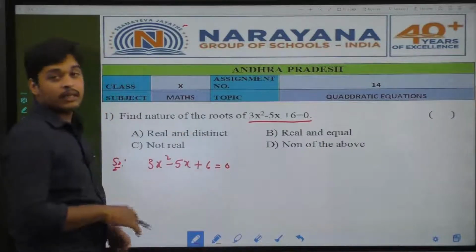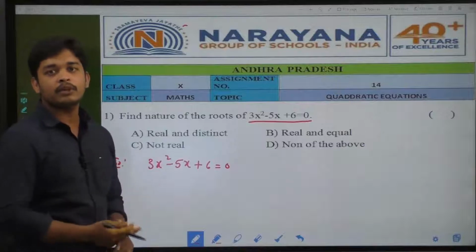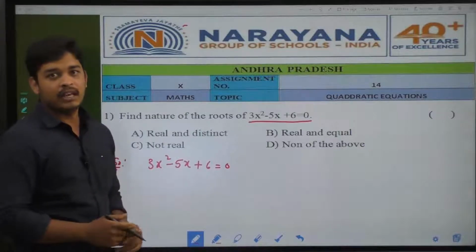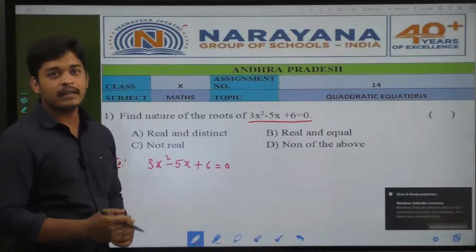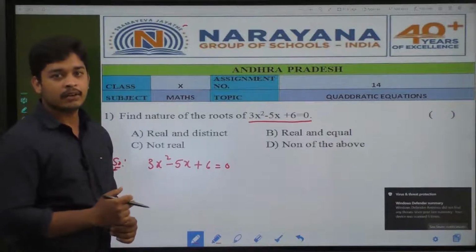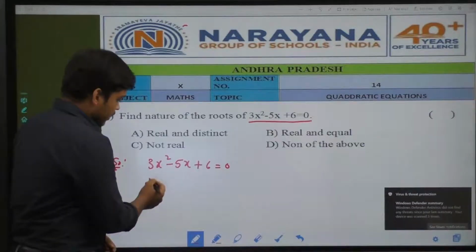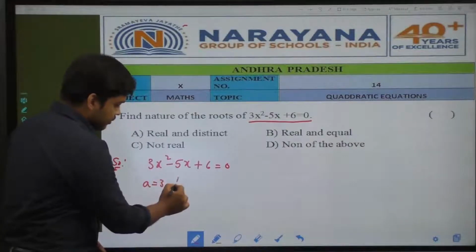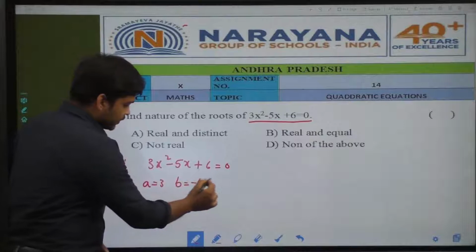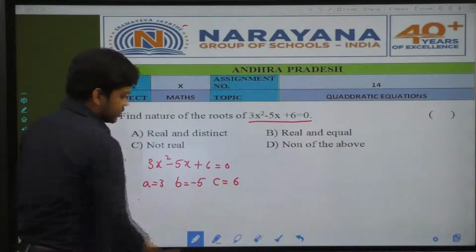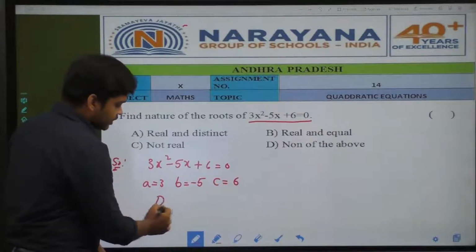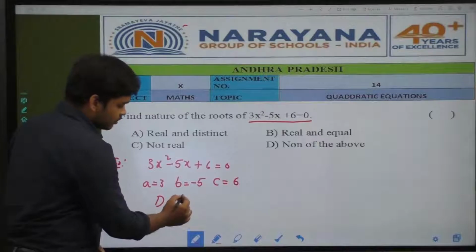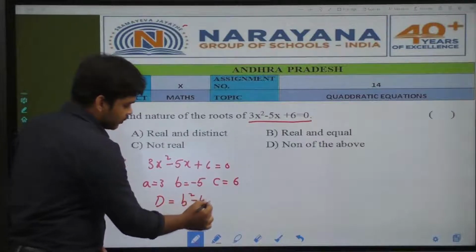In a quadratic equation, the roots depend upon the discriminant of the equation. So now we are finding the discriminant of the equation. First write the coefficients. A is equals to 3 and B is equals to minus 5 and C is equals to 6. Now the discriminant of the equation is D is equals to B square minus 4AC.